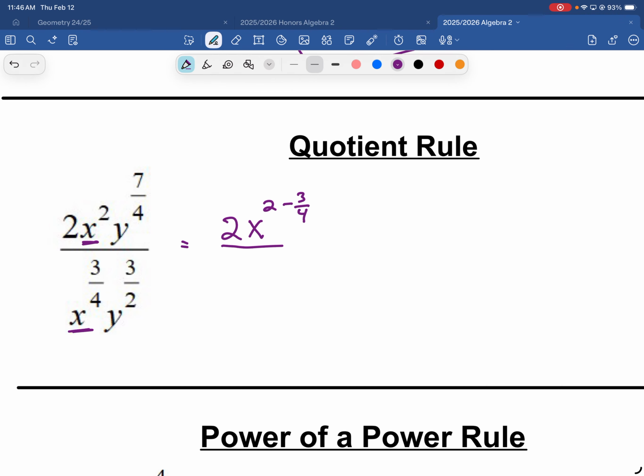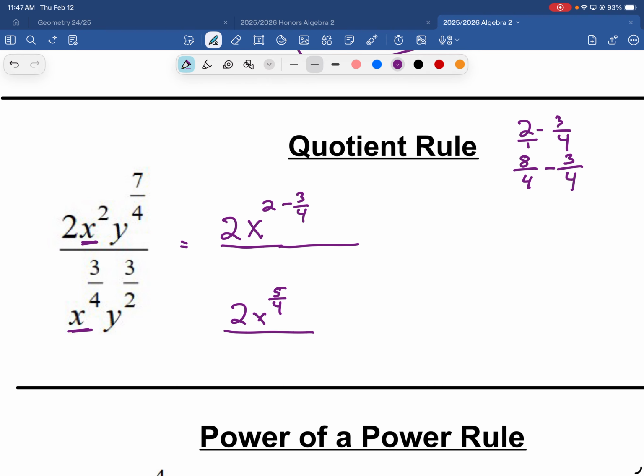Okay, so let's deal with that, kind of off to the side. 2 minus 3/4, common denominator is 4. What do I have to do? The denominator underneath there is 1, so I have to multiply the numerator by 4. 4 times 2 is 8. So 8/4 is the equivalent ratio to 2 over 1. The other one's already done. Subtract, we get x to the 5/4. X to the 5/4.